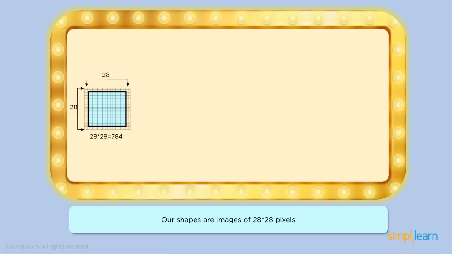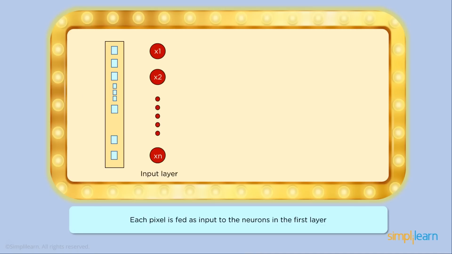This is one of the standard images we work with a lot of times. Our shapes are images of 28 by 28 pixels. Each pixel is fed as an input to the neurons in the first layer. So here we have our input layer. Each one of those, we might flatten that out.